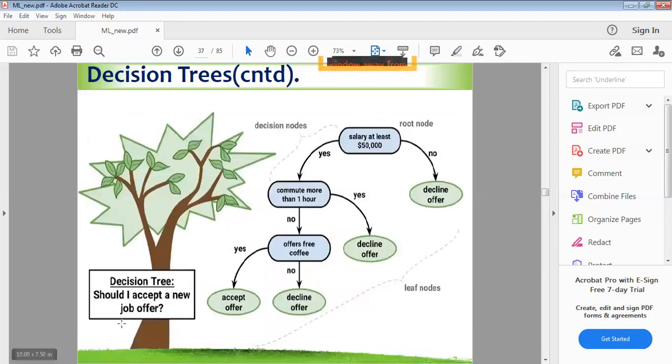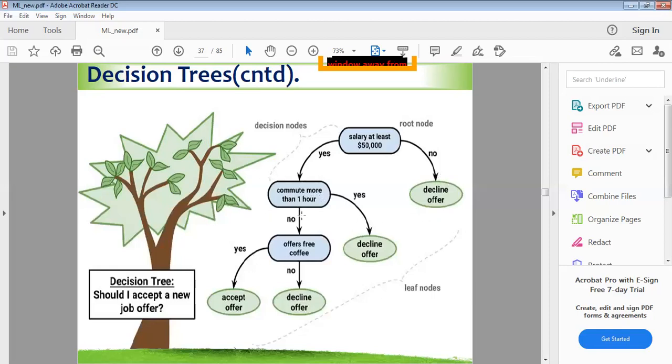Should I accept a new job offer? Now you see, this is the root node: salary at least 50,000, yes or no. If yes, then next is commute more than 1 hour. That means you take 1 hour extra. If you commute more than 1 hour, yes, decline the offer. If the salary is not at least 50,000, decline the offer. This is one example.